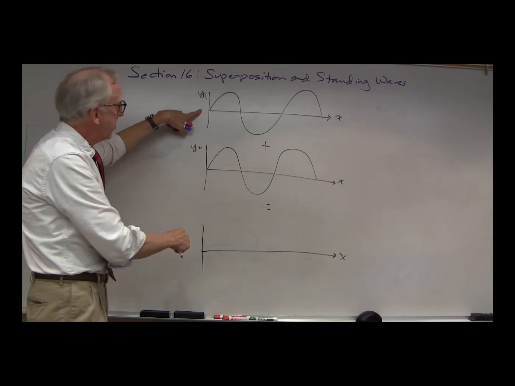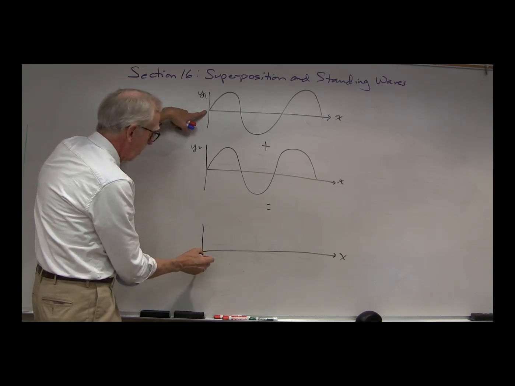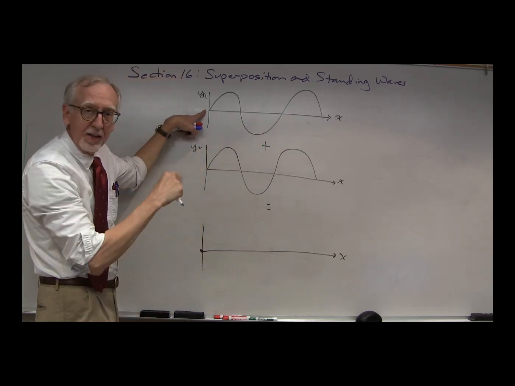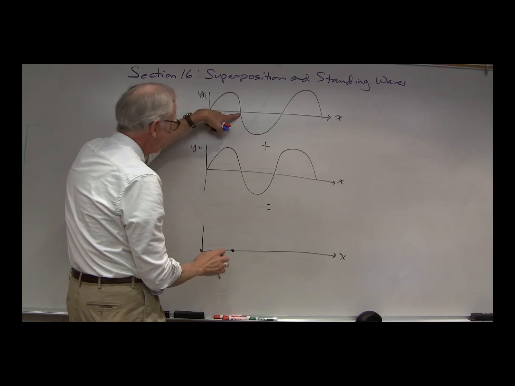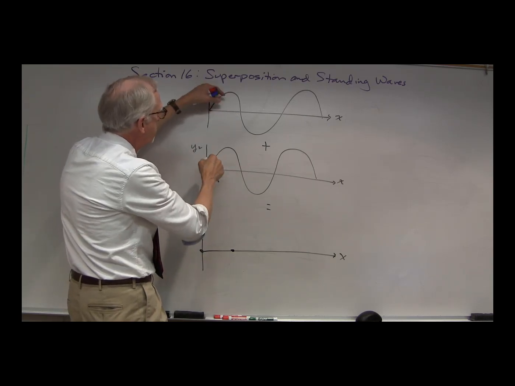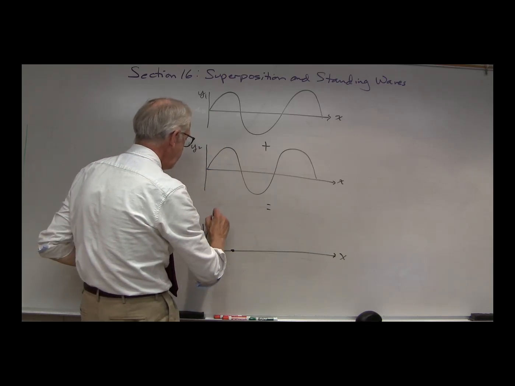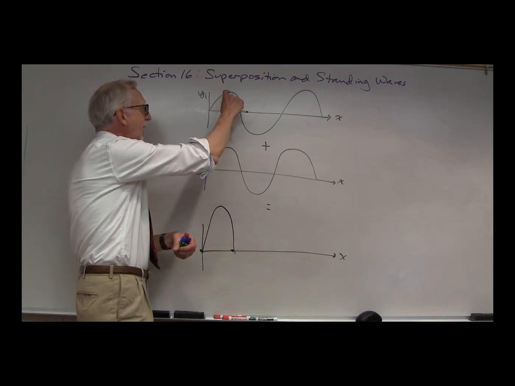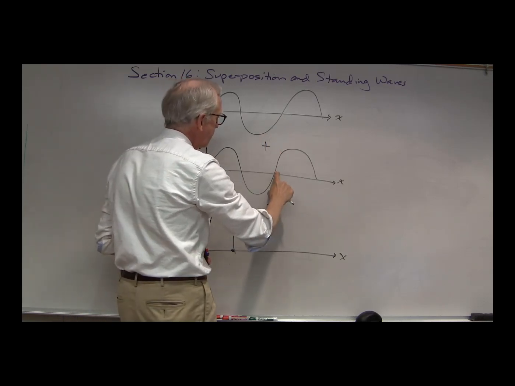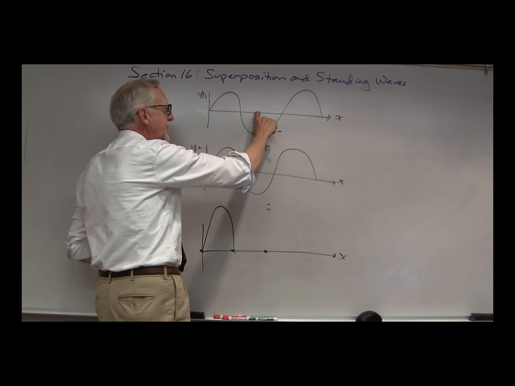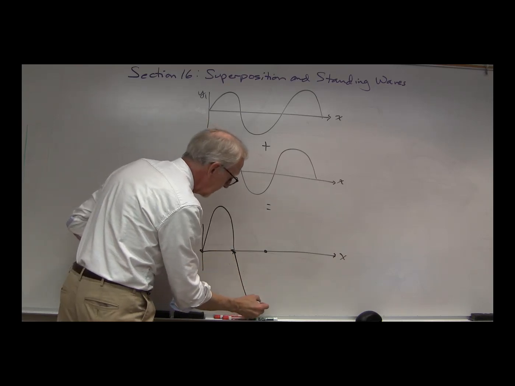All we have to do is add them together. At this point, y1 is 0 and y2 is 0, so we get 0. I've tried to draw them with the same wavelength. Again, 0 plus 0 here, so we expect 0 here. But in the middle, we have some amplitude here and some amplitude here, so we'll have the sum of those two amplitudes. If this is A and this is A, we'll have 2A here. Then over here, 0, 0, 0. Here we'll have negative A, and added together we'll have negative 2A. So we end up with something like that.